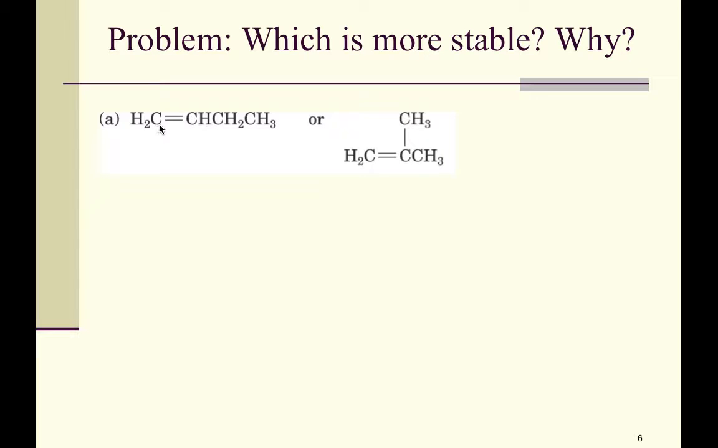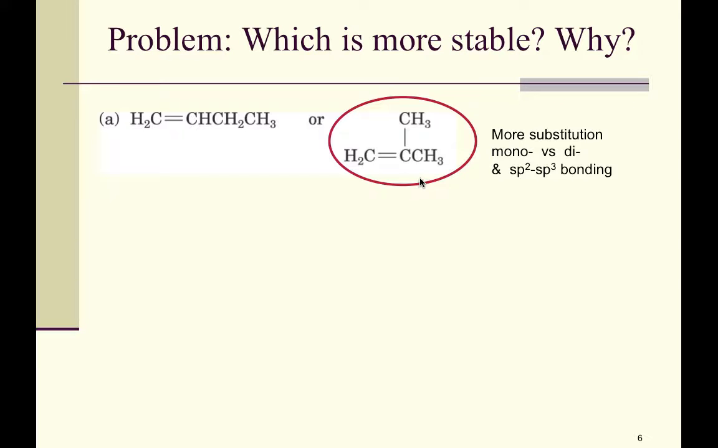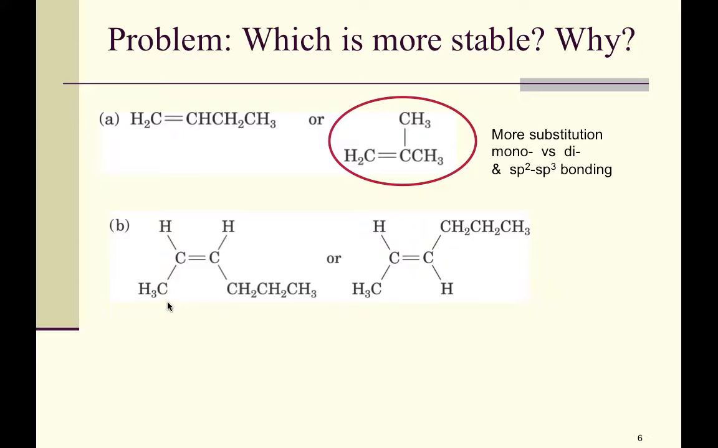For letter A, the first structure that's shown only has 1 R group. It's a monosubstituted, whereas on this one, the carbon on the right is di-substituted. This one is more stable because we have more substitution, we have a di-substitution, and we also have the sp2 to sp3 bonding.